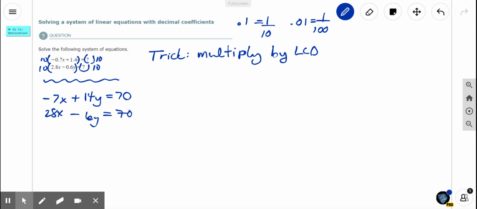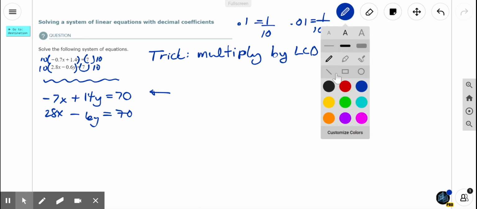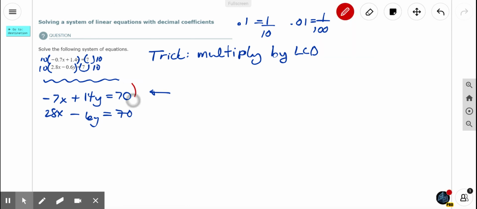All right, now, what is the easiest one to do? I'm going to say the top one. If I multiply it by 4, I can match up the x's and get rid of them. So I'm going to go ahead and multiply this by 4. I'm going to change colors. I'm going to multiply this by 4.